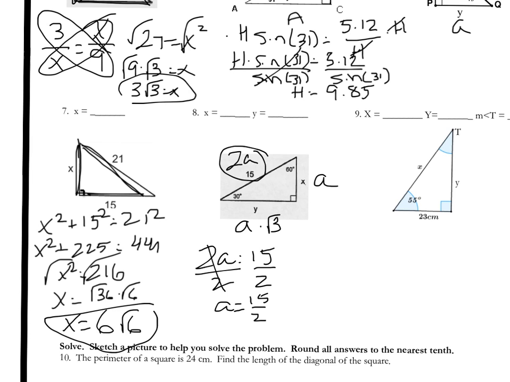And notice how I found A. That's what the side is across from the 30, which in this case is x. So A is 15 over 2, so that means x is 15 over 2. And if you look right here, y is A times the square root of 3. And if A is 15 over 2, that means y is just 15 over 2 times the square root of 3. So once you find A, you have all that information.